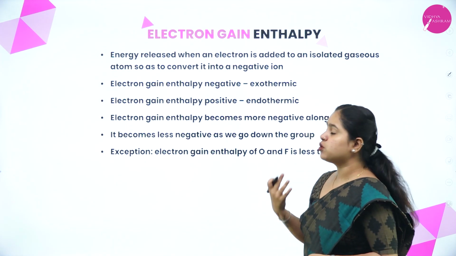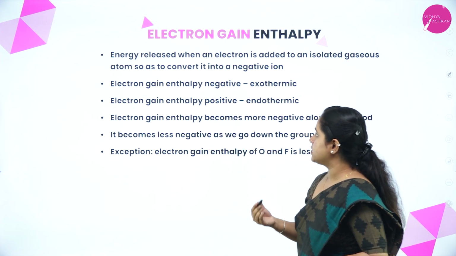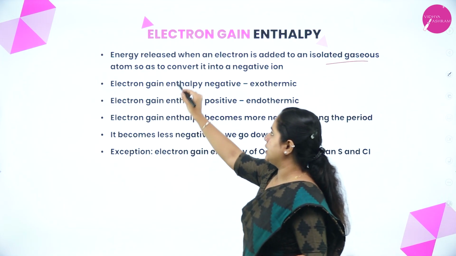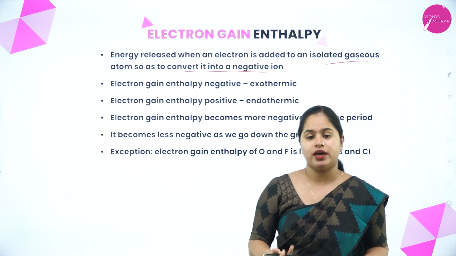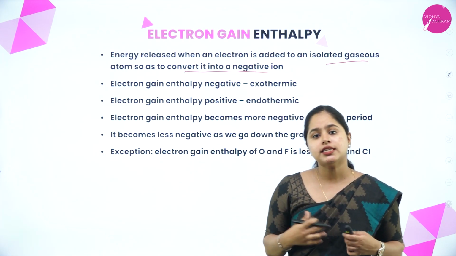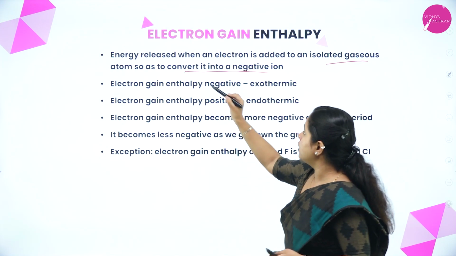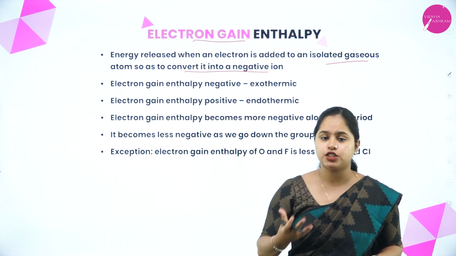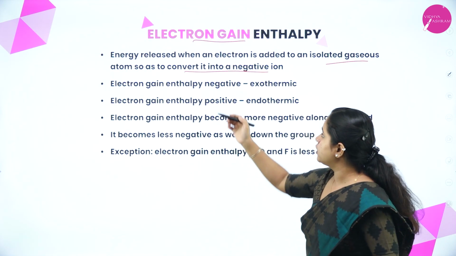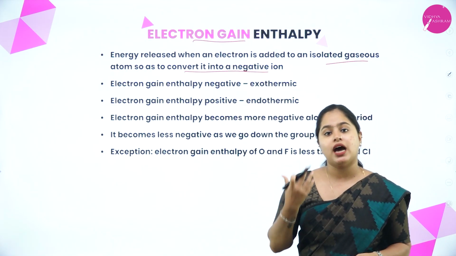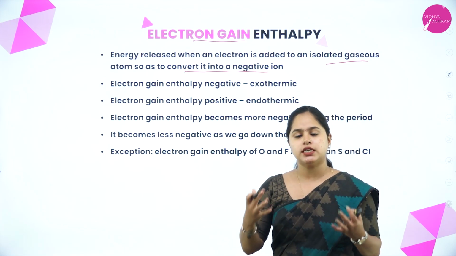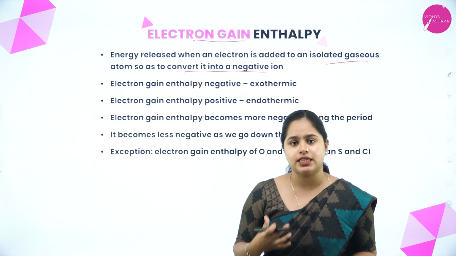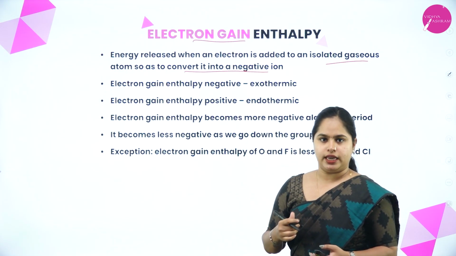Electron gain enthalpy. So what is it? It is the energy released when an electron is added to an isolated gaseous atom so as to convert it into a negative ion. From the name itself, when an electron is gained or added to an isolated gaseous atom, a certain amount of energy is released. That energy or that enthalpy is called electron gain enthalpy.